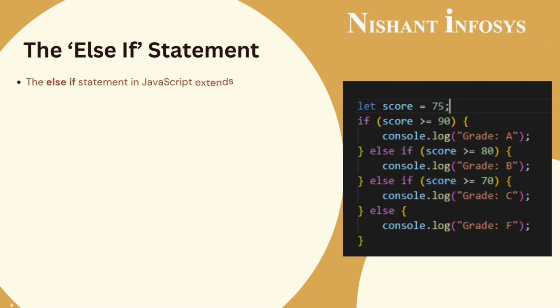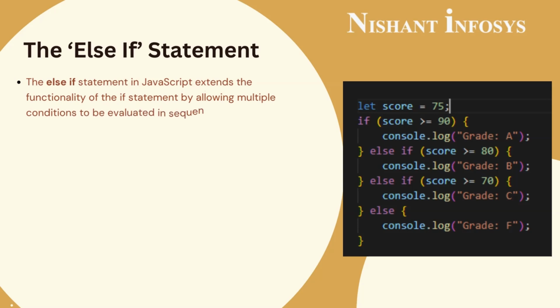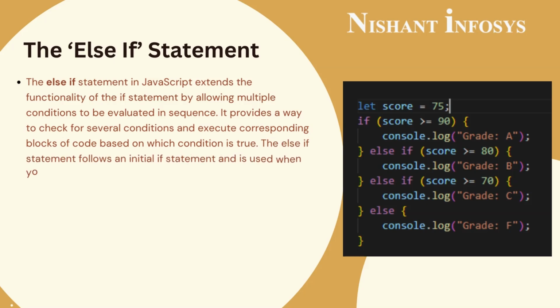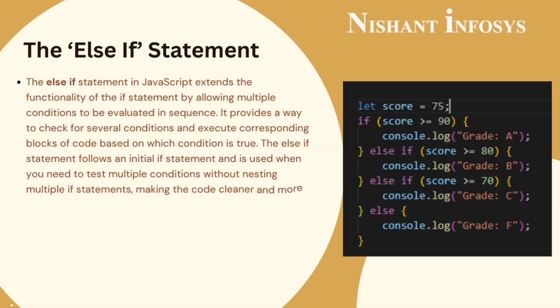The else if statement. The else if statement in JavaScript extends the functionality of the if statement by allowing multiple conditions to be evaluated in sequence. It provides a way to check for several conditions and execute corresponding blocks of code based on which condition is true. The else if statement follows an initial if statement and is used when you need to test multiple conditions without nesting multiple if statements, making the code cleaner and more readable.